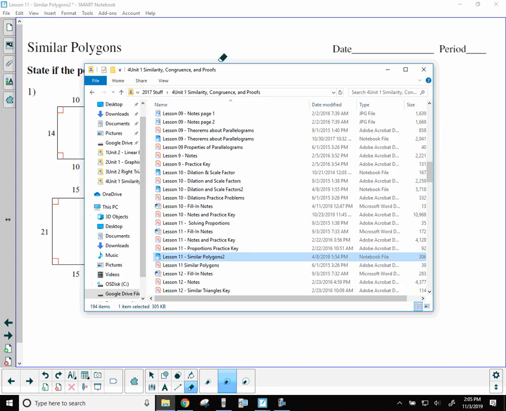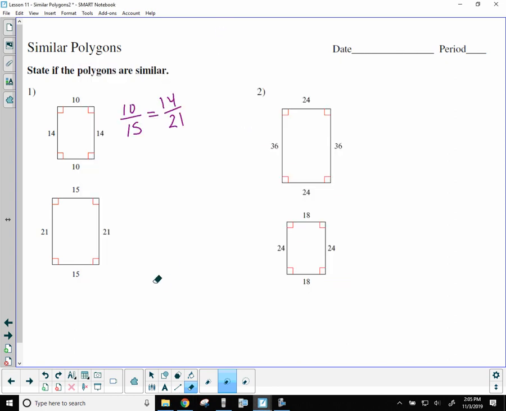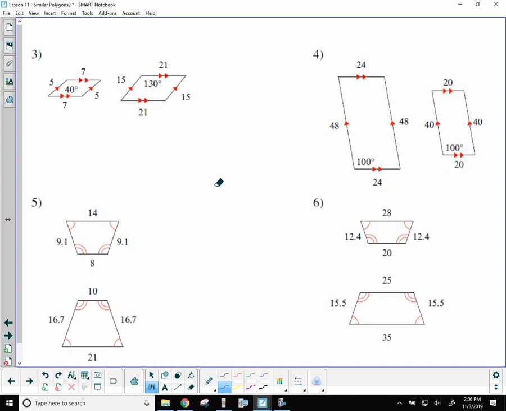2 over 3. Wonderful. So yes, they're similar. You can check the rest of these, and the answer key is posted. Again, check angles. They should be congruent. Polygons in each pair are similar.